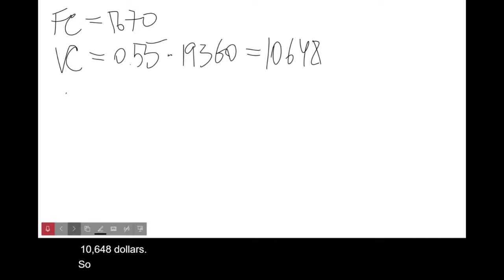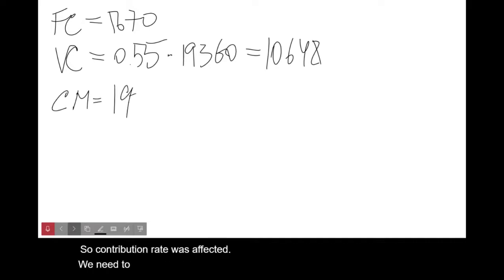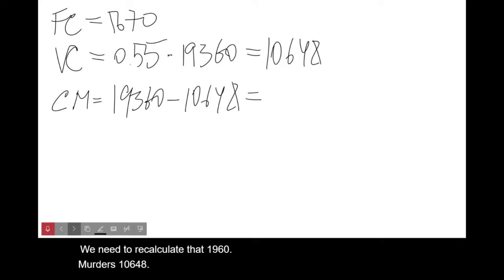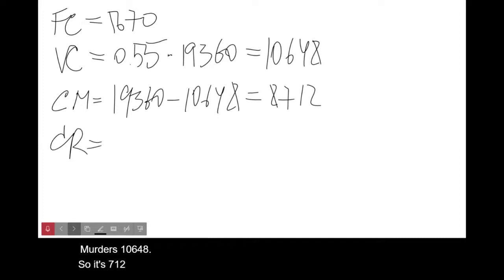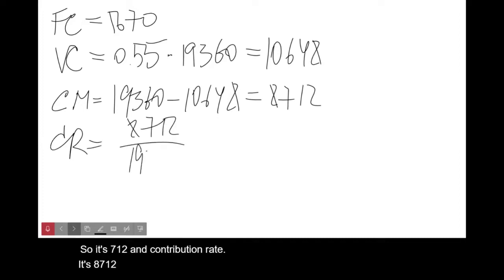So contribution rate was affected. We need to recalculate that. 19,360 minus 10,648 is 8,712. The contribution rate is 8,712 over 19,360, which is 0.45. Okay.